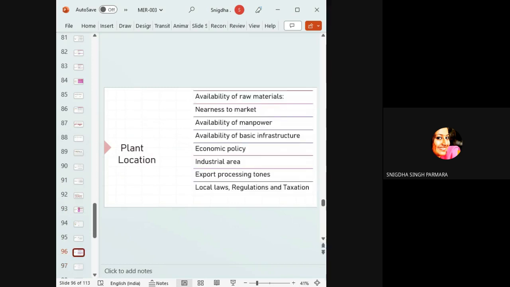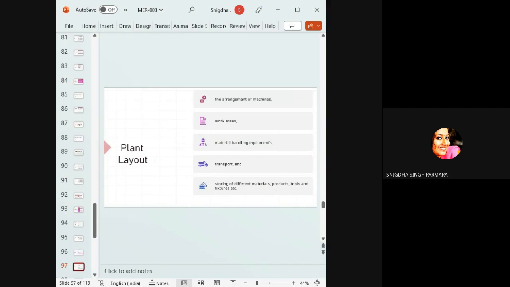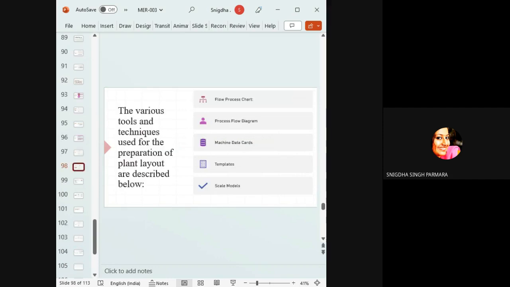Then the plant layout, as in what would be the arrangement of the machines, with proper spacing, with proper distance between the machinery so as to avoid any accidents, the work areas, the handling of equipment, the transport facilities, and the warehouses, how you're going to store your different materials, products, tools, or fixtures.